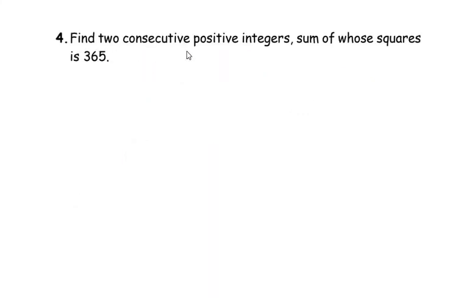Find two consecutive positive integers, sum of whose squares is 365. Now consecutive integers are the ones which are neighbors to each other. So for example, if I write a number 3, then the neighboring numbers to 3 are going to be 2 and 4. I have discussed in detail about consecutive positive integers in exercise 4.1 of this chapter. So you can click on this link and check it out.